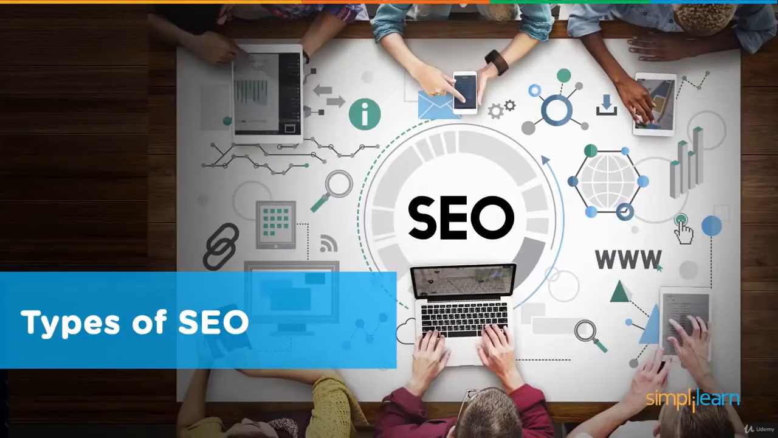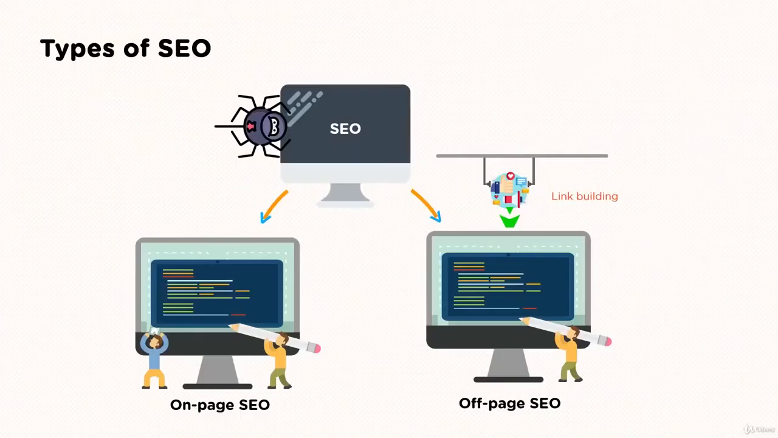So let's talk about the types of SEO. If we want our website to be found on these search engines and Google or these search engines have crawled our website, then what we want to do is look at it from a two-pronged perspective. It's a two-pronged strategy.